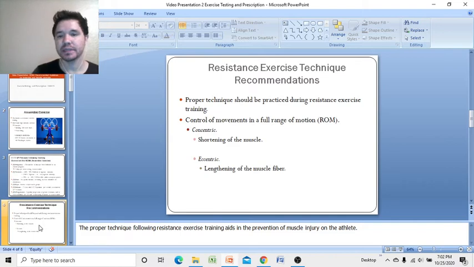Resistance exercise technique recommendations. Proper technique should be practiced during resistance exercise training. We have the control of movements in a full range of motion. We have the concentric form, which is the shortening of the muscle, and we have the eccentric form, which is the lengthening of the muscle.